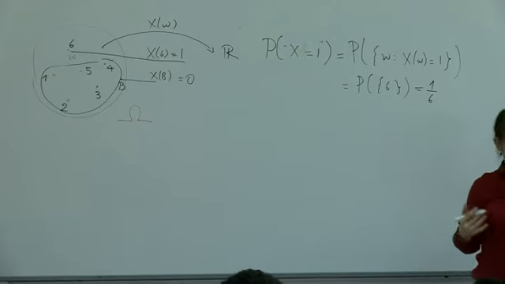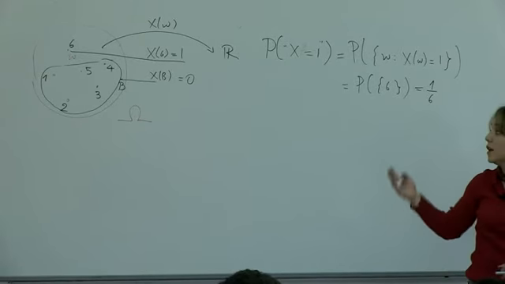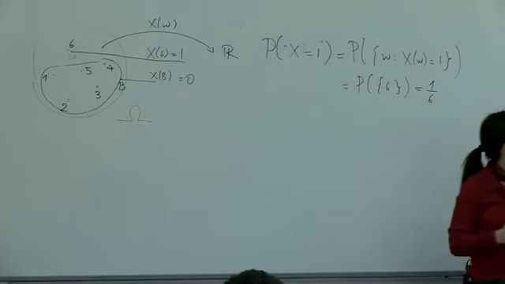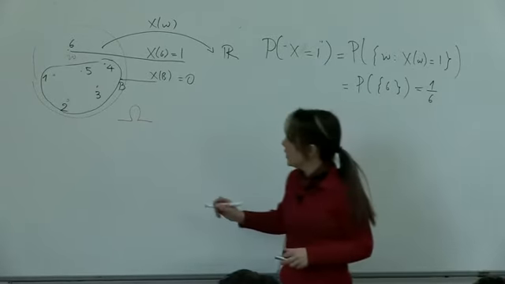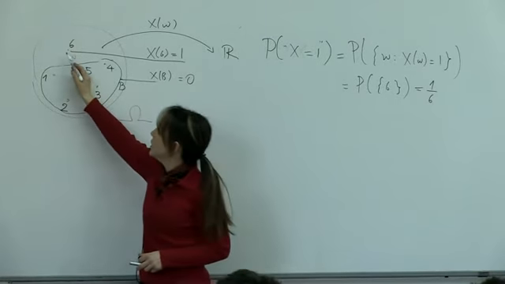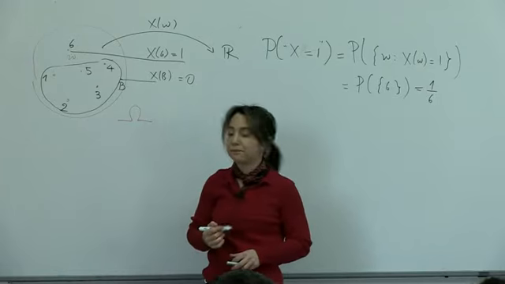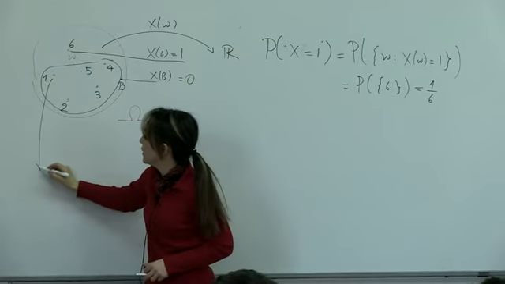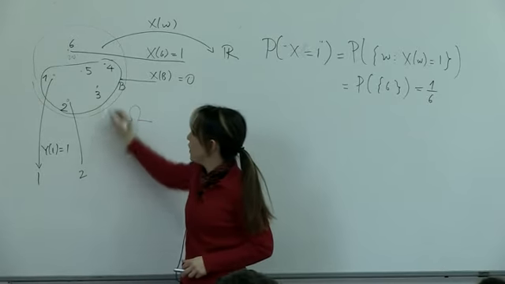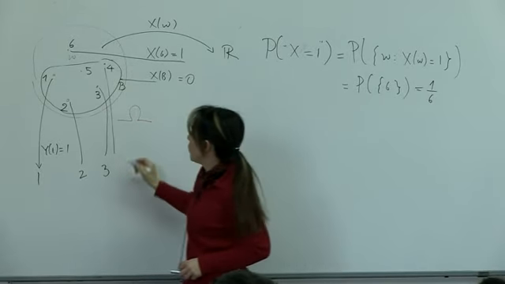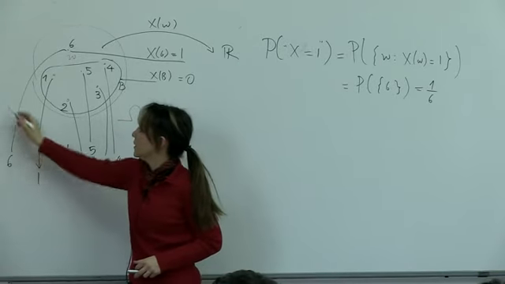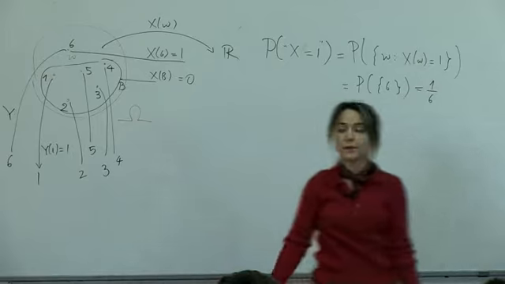Now we can define an arbitrary number of different random variables on the same experiment and on the same probability space. So here's another random variable, Y. Y maps every outcome to its numerical value. So Y of 1 is 1, Y of 2 is 2, Y of 3 is 3, Y of 4 is 4, Y of 5 is 5, Y of 6 is 6. This is the random variable Y.